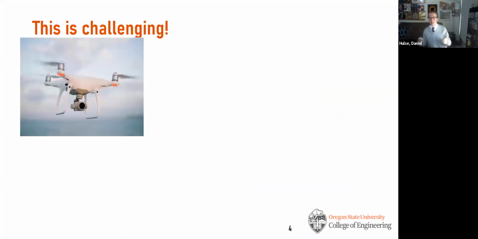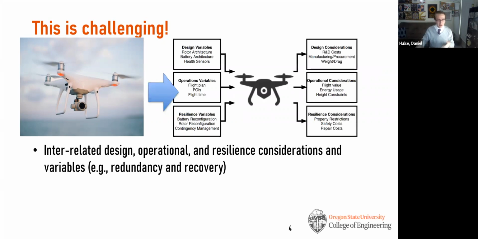Now, this is a challenging process. If we use the design of a multi-rotor drone as a motivating example, there are some interesting design trade-offs between resilience and performance that make the problem interesting to wrap your head around. For example, we could have a more resilient design architecture by going with a hexarotor or an octarotor architecture rather than a quadrotor, which would mitigate certain rotor faults.